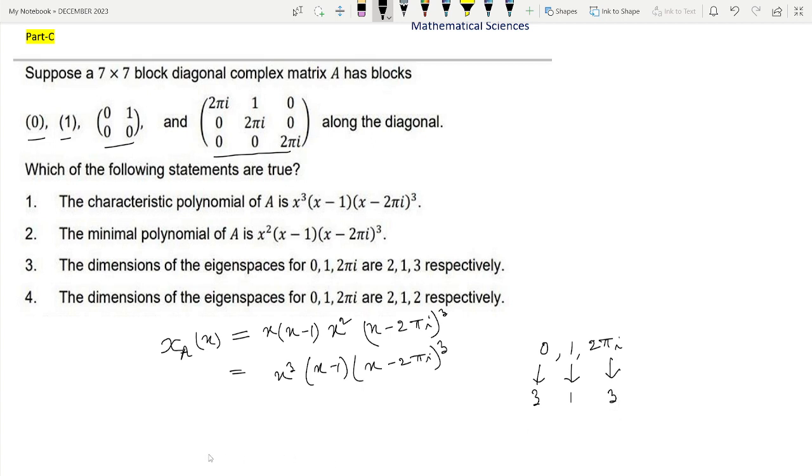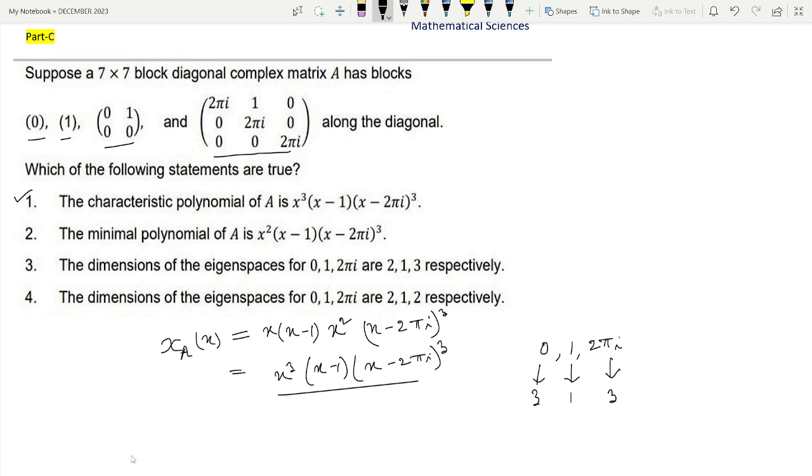Now, look at the options. The characteristic polynomial of A is this. So, we find that this is the characteristic polynomial of A. So, option 1 is the correct option. Then, look at option 2.